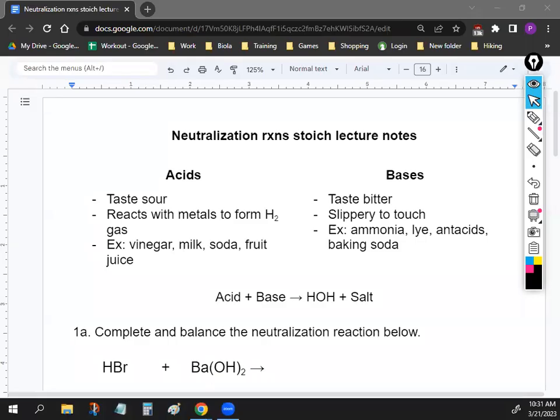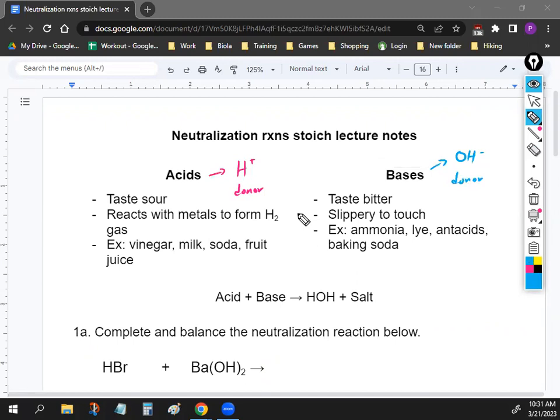All right, so before we get started, let's talk a little bit more about acids and bases. We talked about the chemistry of it, right? We talked about how acids are the ones that give or donate H plus, and bases are the ones that give up OH minus. Okay, but here are some other properties that they have.